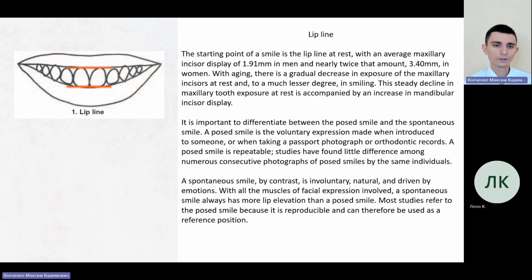The starting point of a smile is the lip at rest, with an average maxillary incisor display of 1.91 millimeters in men and nearly twice that amount, 3.40 millimeters in women. With aging, there is a gradual decrease in exposure of the maxillary incisors at rest and to a much lesser degree in smiling. A steady decline in maxillary tooth exposure at rest is accompanied by an increase in mandibular incisor display.